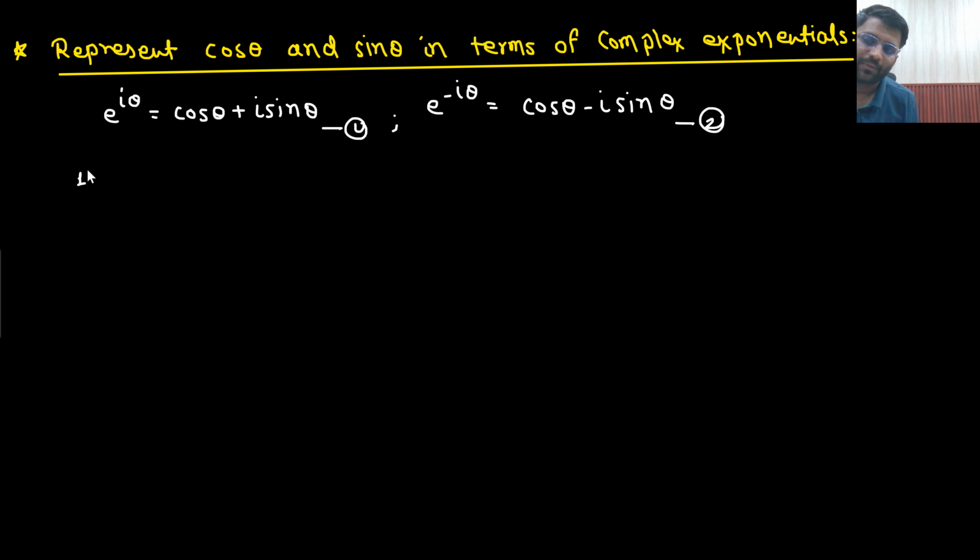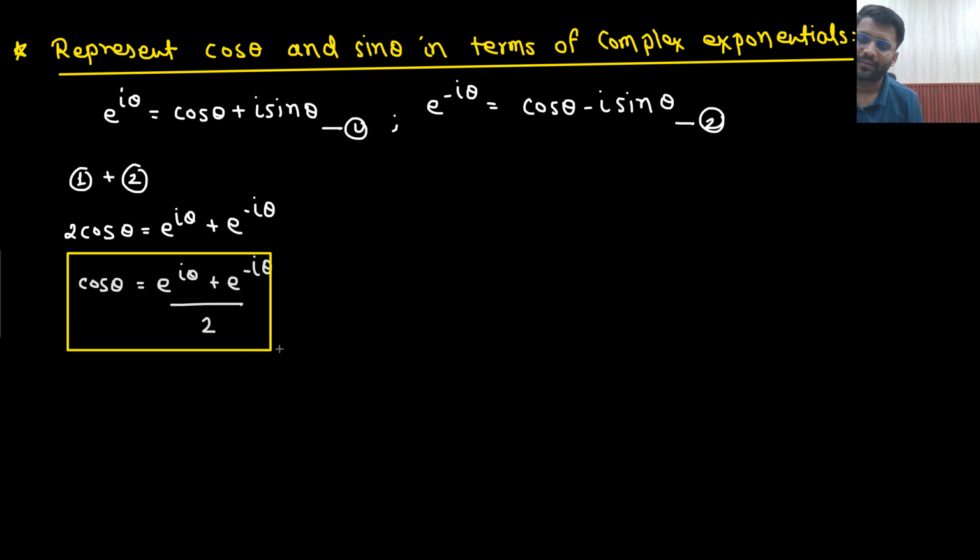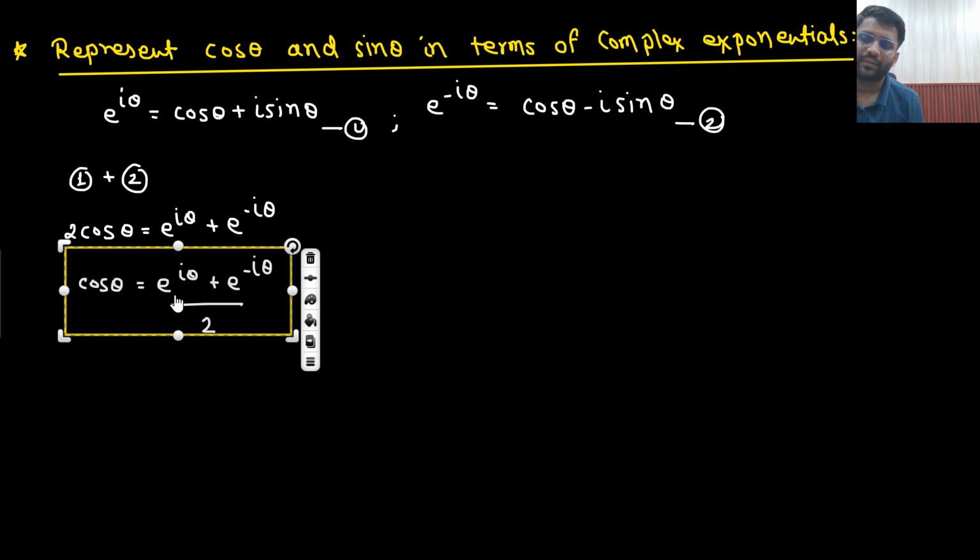Add equations 1 and 2. What are you getting? 2 cos theta equals e to the power iota theta plus e to the power minus iota theta. So cos theta is coming out to be e to the power iota theta plus e to the power minus iota theta, divided by 2. This is the cos theta value that you are getting.